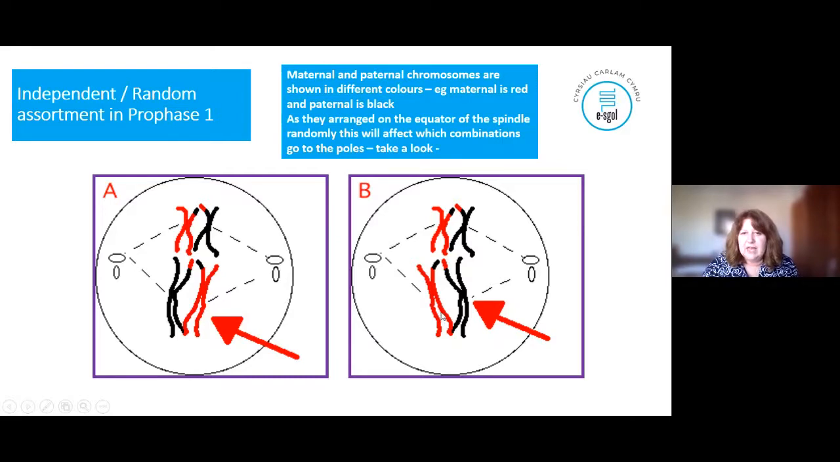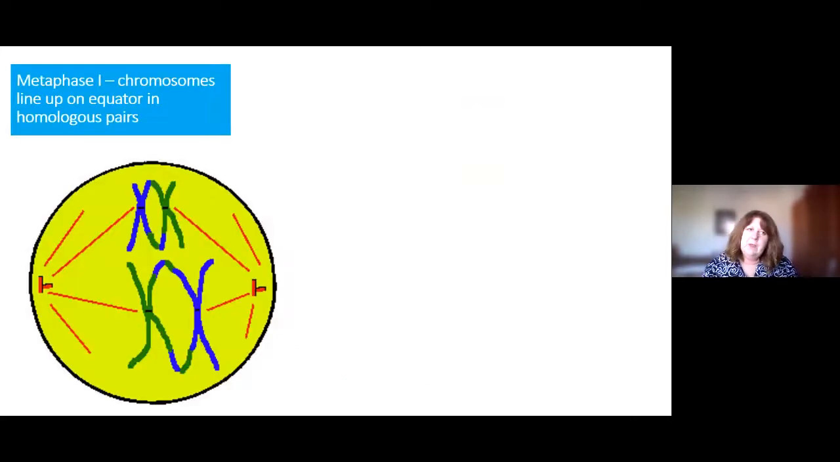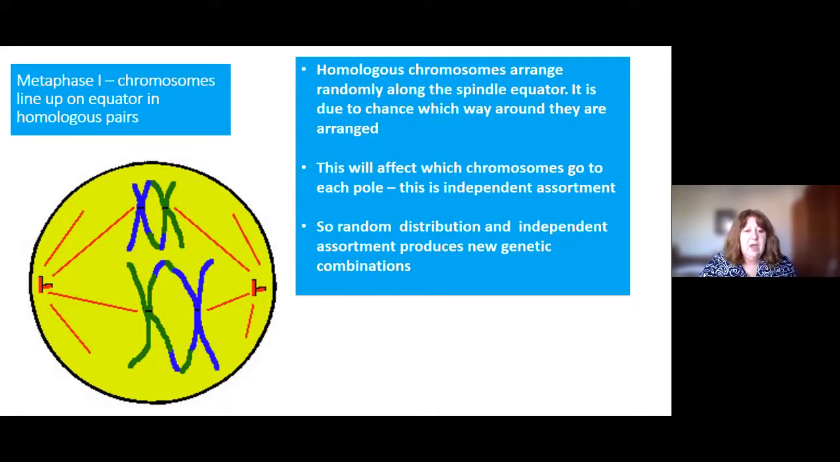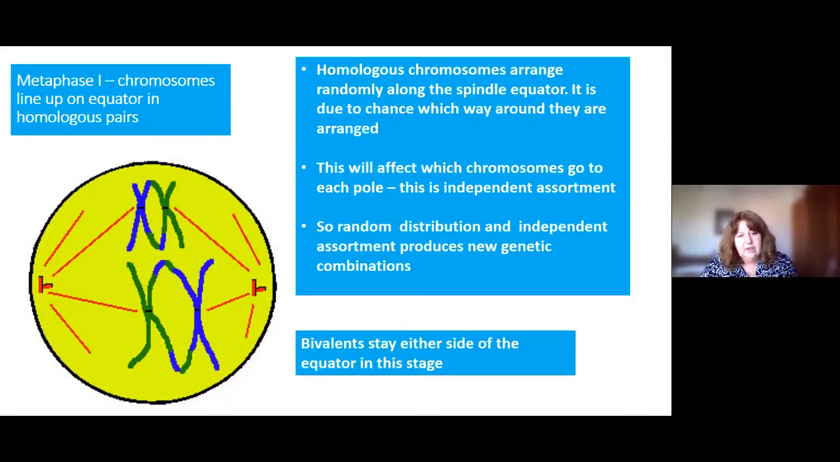That's pretty important, because that's now going to affect which chromosome is pulled to the poles, particularly, as I say, if crossing over has occurred, you're going to have different pieces of information heading to the poles. So we've had crossing over, and we've had random or independent assortment, and now we have metaphase, as you can see there. We've got our bivalents, which are arranged either side of the equator. So homologous chromosomes are arranged, and as I say, it's been at random.